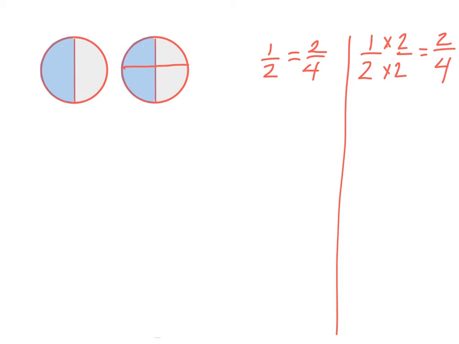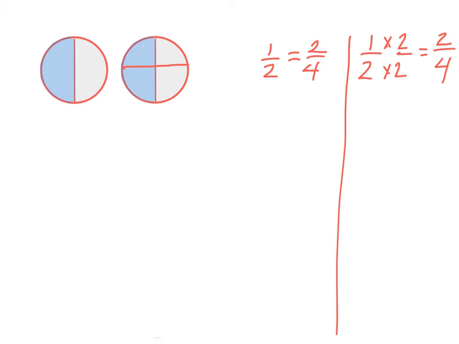So why do we multiply both the numerator and the denominator by 2? Well, because the whole for 2/4 is divided into 2 times as many parts as the whole for 1/2. So the numerator and denominator are each 2 times as many.